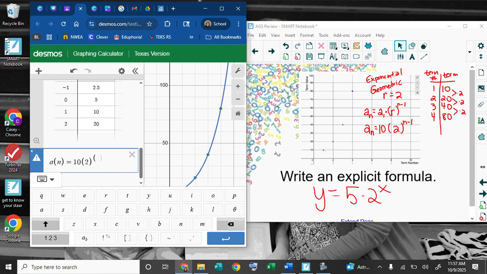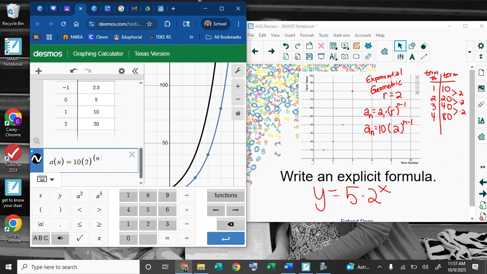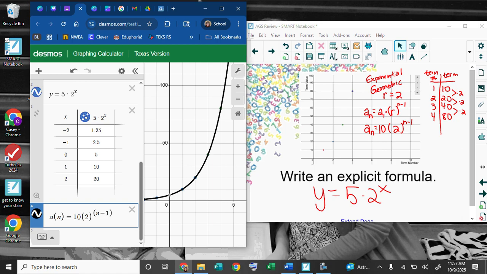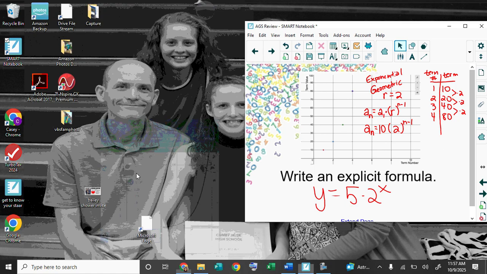So here we go, n minus 1. And then automatically, right here, hopefully you saw, if I go undo, it's blue, but then whenever I put the 1 in, it graphs right on top of it, and those are the same equations.